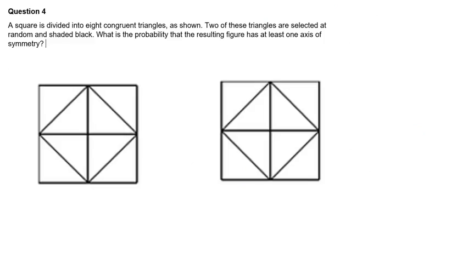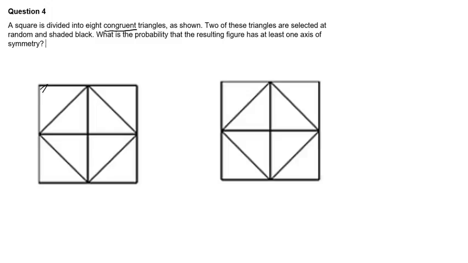Here we've got a square divided into 8 congruent triangles. So that means same shape and size. They might have been reflected, might have been rotated, but they are the same. 2 of them are selected at random and shaded black. And we need to find the probability there's at least one axis of symmetry.